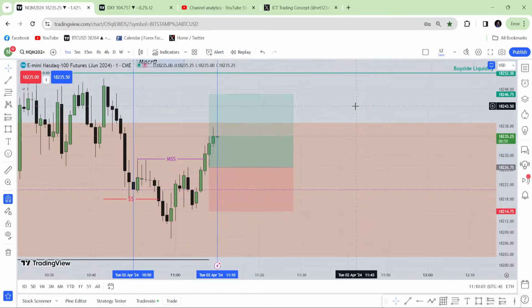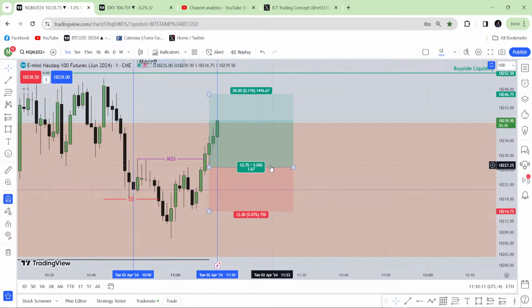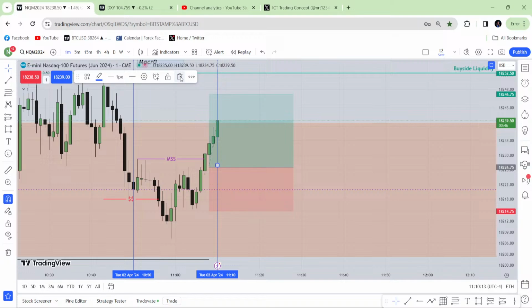You like MMXM model? No, I don't like that. First fair value gap at 18220. I don't know where is 18220.